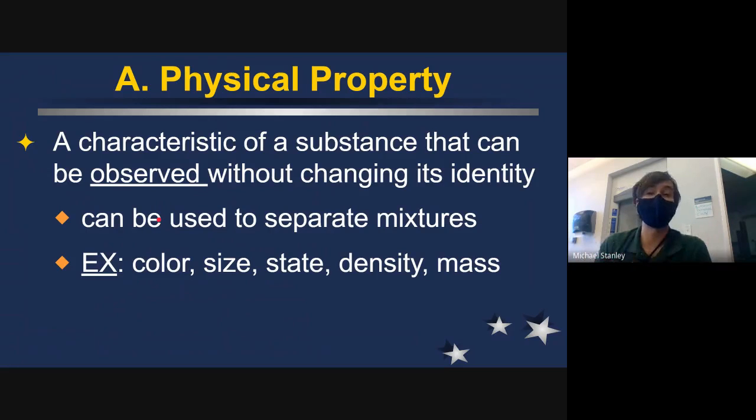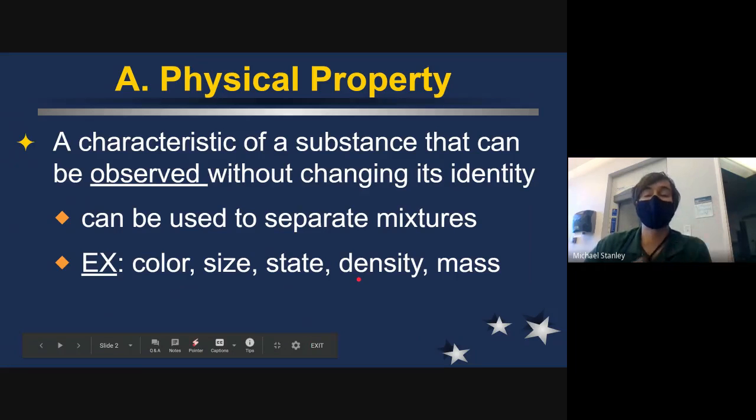So we can use physical properties to group things into categories to separate out different mixtures. If we have a whole bunch of matter mixed together, we can sort it by its physical properties. So like I said, things like color and size, things we can see about the matter. The state, so we talked about the states yesterday, the solids, liquids, and gases. What state the matter is in, that is its physical property. Are we looking at solid water in the form of ice, or are we looking at liquid water in the form of a puddle?